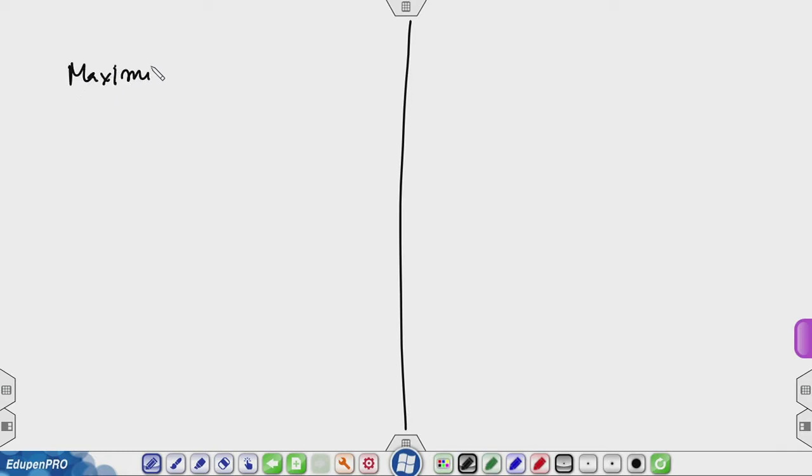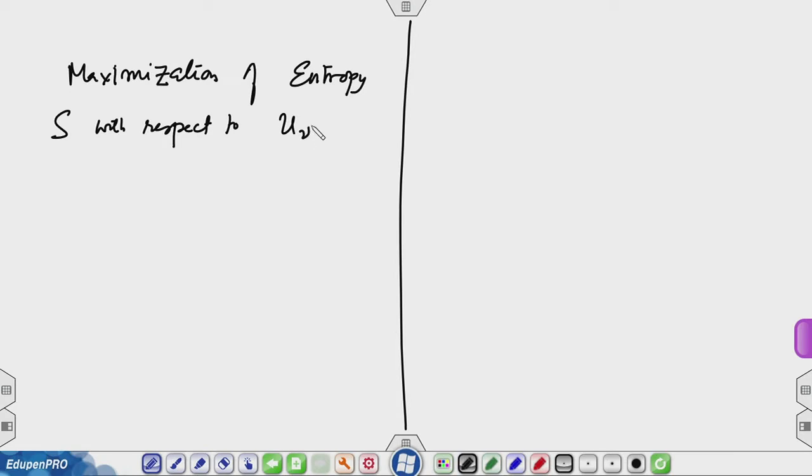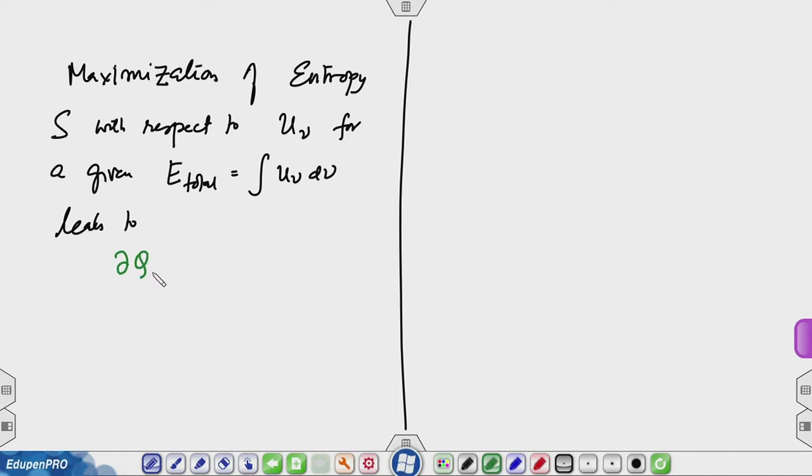Maximization of entropy S with respect to u nu for a given E total. E total, remember, is integral u nu d nu, leads to the partial derivative of phi nu with respect to u nu equals a constant, which I am going to call lambda, following the paper's notation. So this is a constant, which is lambda.